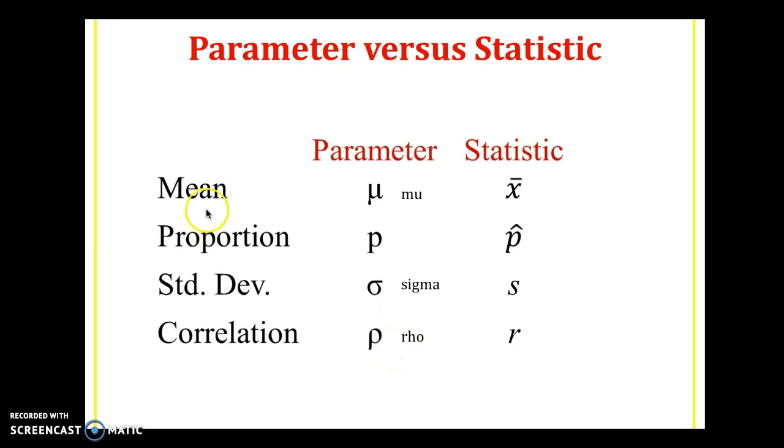And then the same exact idea, mean, proportion, standard deviation, and correlation for a statistic. Again, think statistic, think sample. These would actually be concrete data that we could compute: x bar, p hat, and then s and r for standard deviation and correlation.